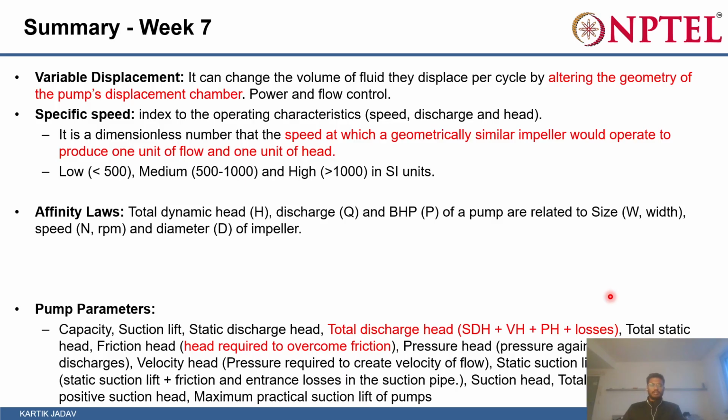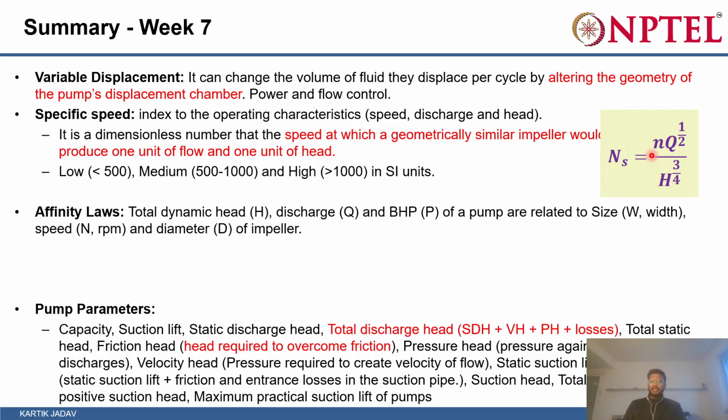Then we have seen the concept of specific speed in the variable displacement pump. So it is just an index to the operating characteristics. It basically provides the relationship between speed, discharge, and head, right? And it is a dimensionless number which tells the speed at which a geometrically similar impeller will operate to produce one unit of flow and one unit of head. So the equation is NS equals N root Q over H to the power 3 by 4.